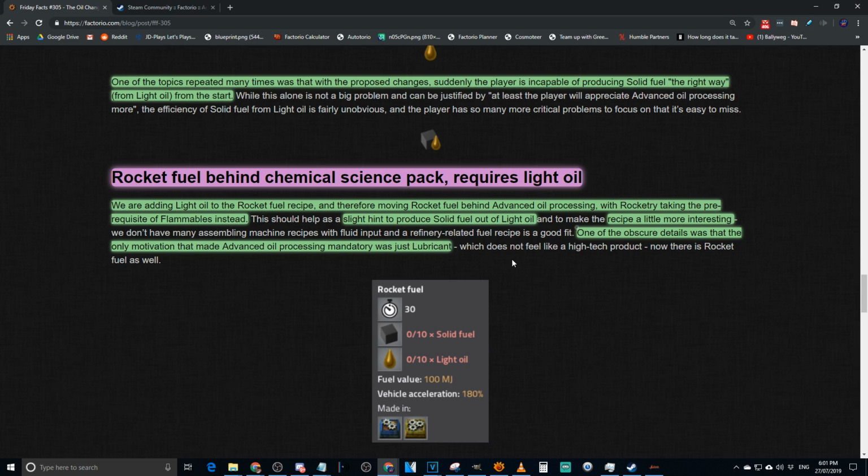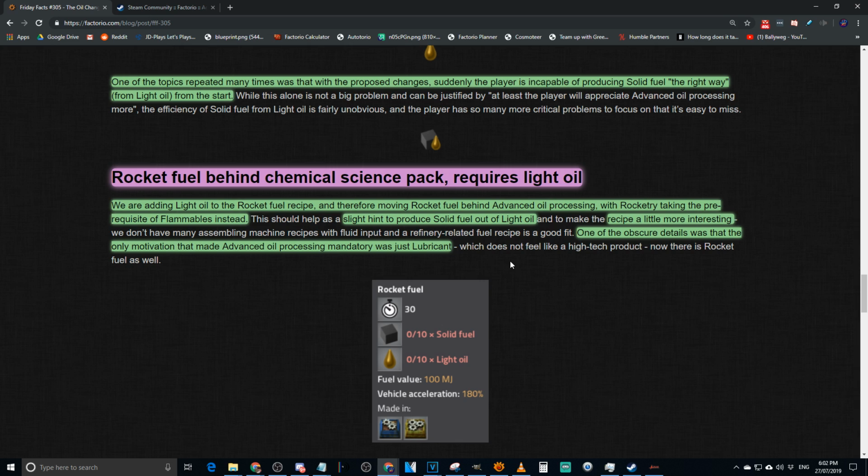And it should make a slight hint to produce solid fuel out of light oil and make the recipe a little bit more interesting. One of the obscure details was the only motivation that made advanced oil processing mandatory. It was just lubricant, which does not feel like a high-tech product.